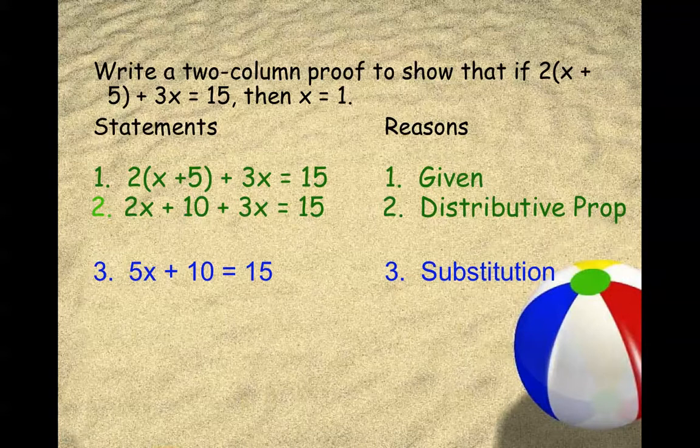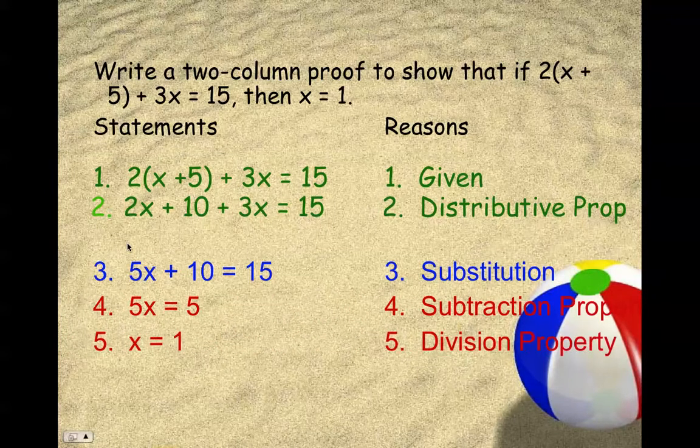It is not the addition property. The addition property is what you use when you add something to both sides of the equation. You see, we're not adding anything to the right side. We're just combining these two and replacing them with an equivalent value. Then we're going to subtract 10 from both sides, and we're going to divide both sides by 5.